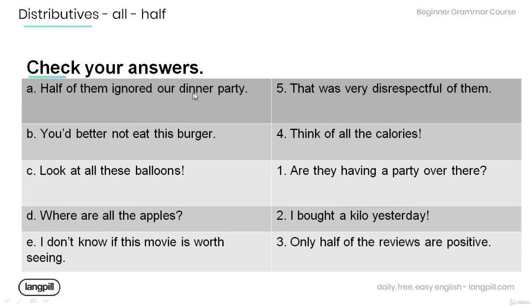Half of them ignored our dinner party. That was very disrespectful of them. You'd better not eat this burger. Think of all the calories. Look at all these balloons. Are they having a party over there? Where are all the apples? I bought a kilo yesterday. I don't know if this movie is worth seeing. Only half the reviews are positive.